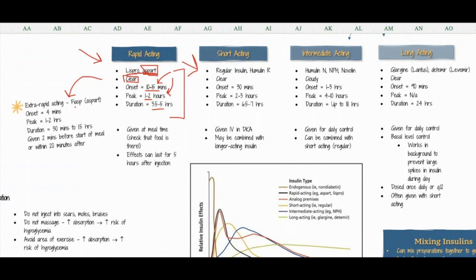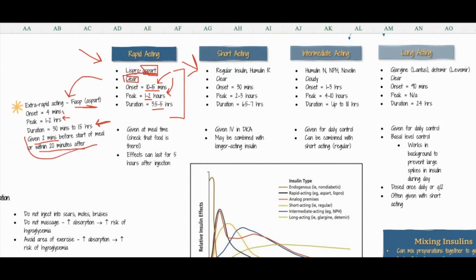So this newer kind of Aspart here called Fiasp, this stuff is awesome. It kicks in 4 minutes, peaks in 1 to 2 hours, only lasts like 30 minutes to 1.5 hours. So this is when we need insulin to hit fast. 2 minutes before the start of the meal or within 20 minutes after. This is really the important thing that we need to know.